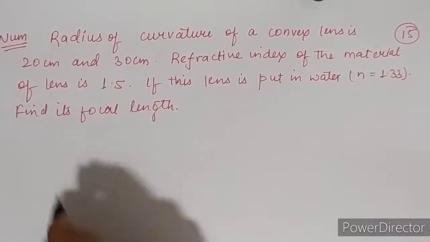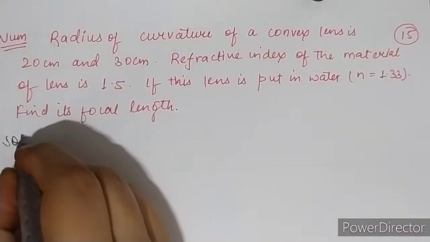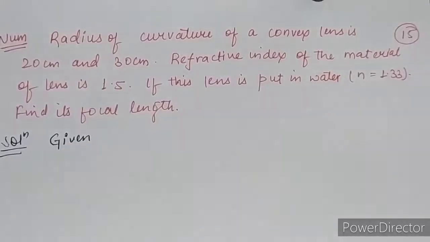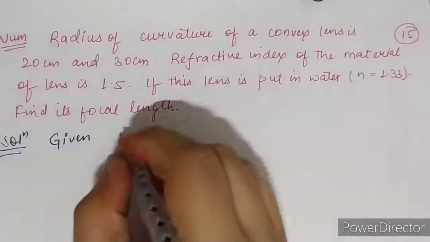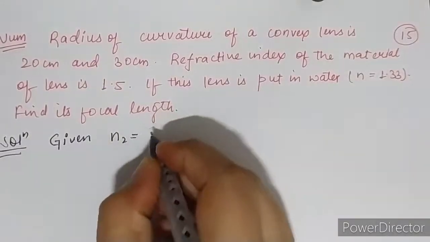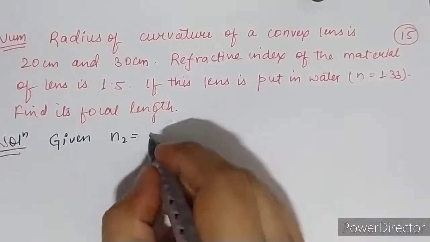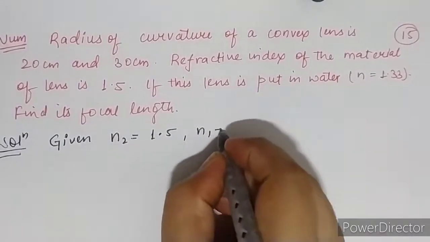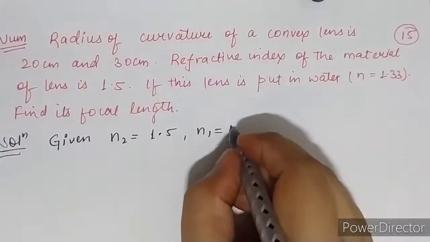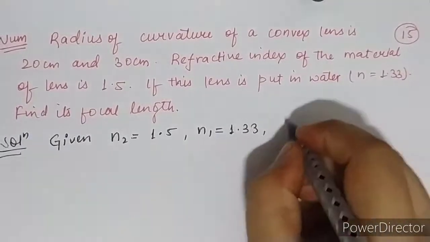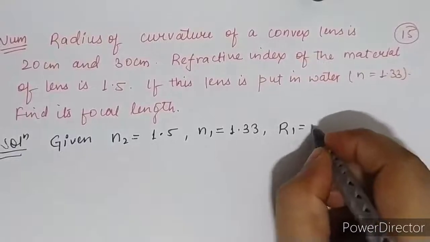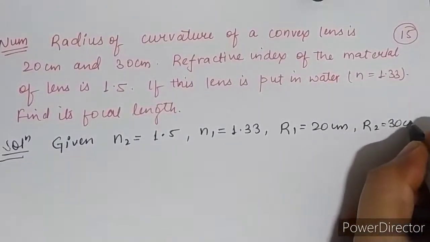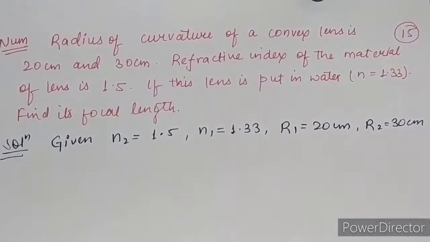It was a directly formula based question, no extra concept we have to apply in this numerical. Before solving the question, we have to write the given values. Always remember the refractive index of the material of the lens is the second phase, so N2 is 1.5. It was kept in water, so N1 is 1.33. Radius of curvature of the first surface is 20 centimeter and the second surface is 30 centimeter.